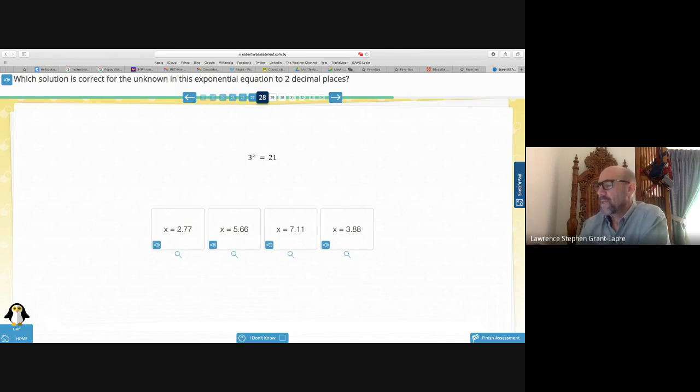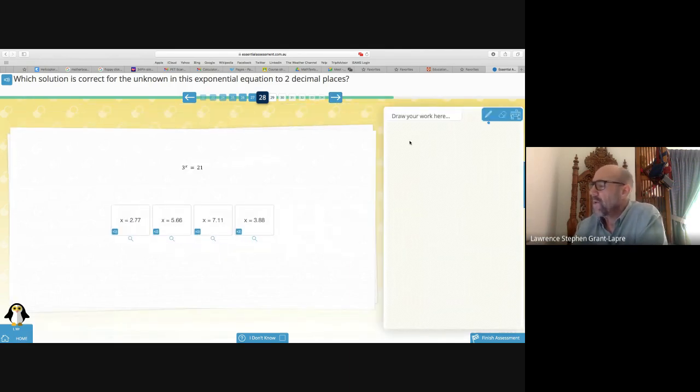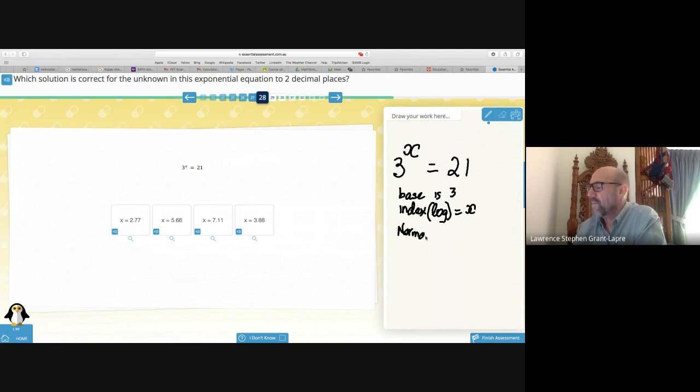Okay, 2 decimal places. This is where we need our calculator. The base is 3. The index, or the log, is x. And the normal number is 21. So this is called index notation.